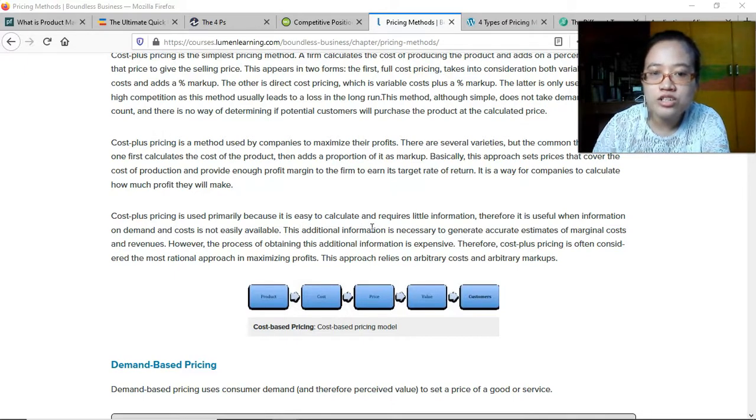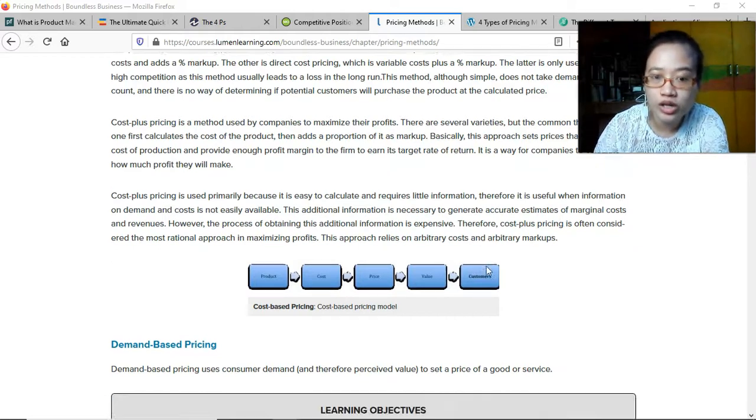This additional information is necessary to generate accurate estimates of marginal cost and revenues. However, the process of obtaining this additional information is expensive. Therefore, cost-plus pricing is often considered the most rational approach in maximizing profit. This approach relies on arbitrary cost and arbitrary markups.